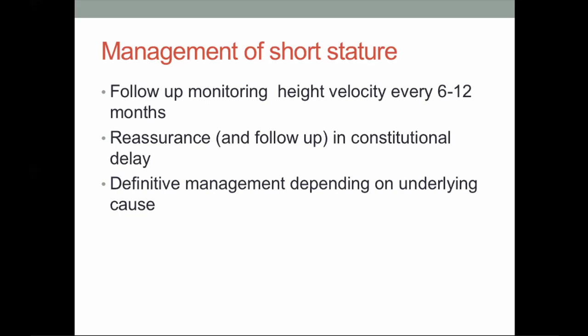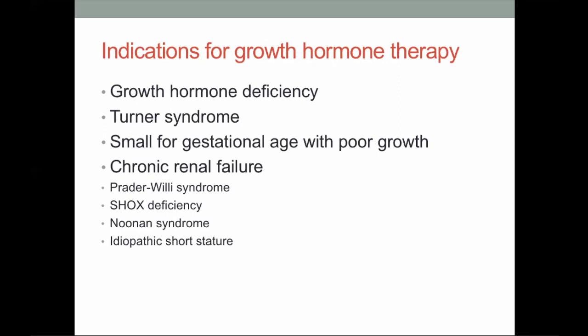So if you have pathological short stature, then you need to treat the underlying cause. If you have familial short stature, there's nothing we can do, so just reassure and follow up that they don't have anything serious. And then constitutional delay, again, we can reassure and follow up. So these are just indications for growth hormone therapy. You can quickly go through them on your own.